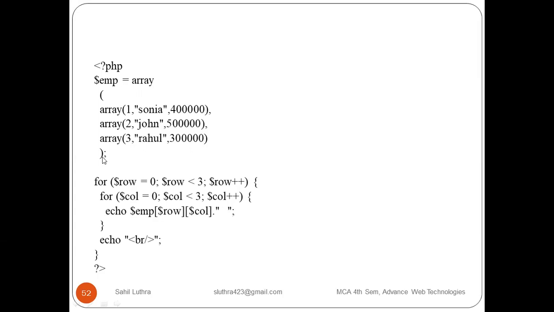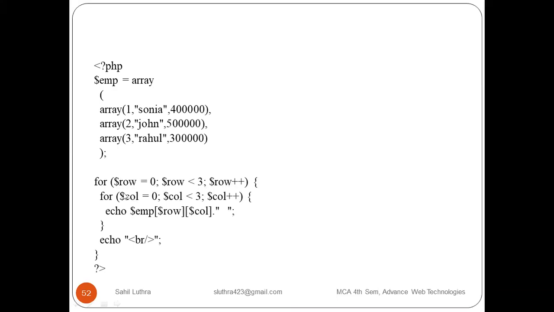You have to use a semicolon whenever you end any statement in PHP. After that, here we are using a for loop: for $row = 0; $row < 3; $row++. What it means is that it starts from 0 and runs till 3, and after that it increments one by one, step by step.